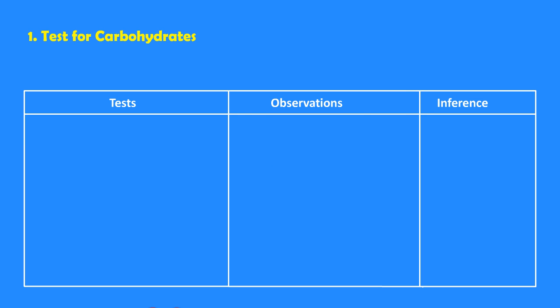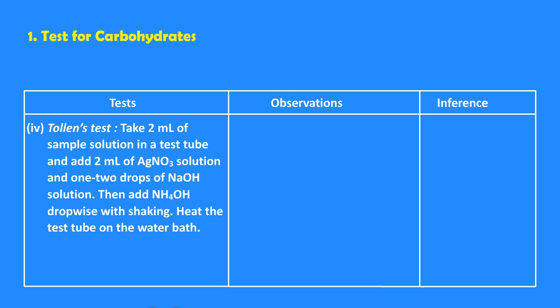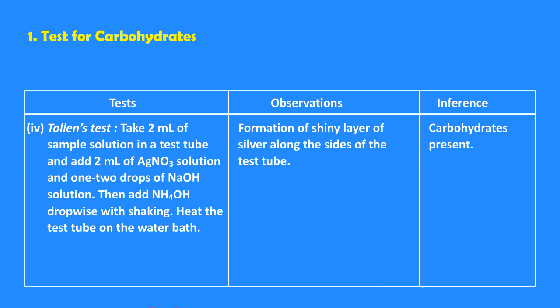Carbohydrates present. Tollens' test: take 2 ml of sample solution in a test tube and add 2 ml of AgNO3 solution and 1-2 drops of NaOH solution. Then add NH4OH dropwise with shaking. Heat the test tube on a water bath. Formation of a shiny layer of silver along the sides of the test tube: carbohydrates present.